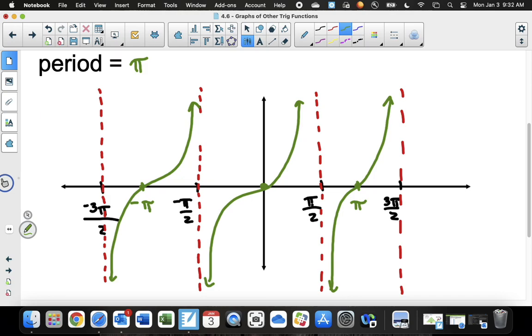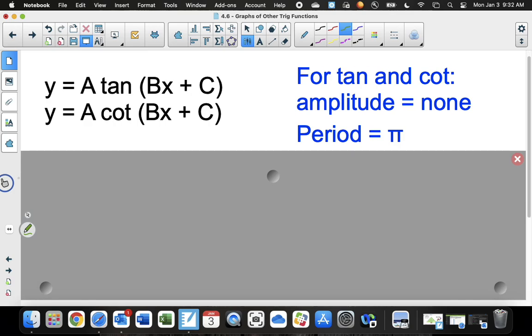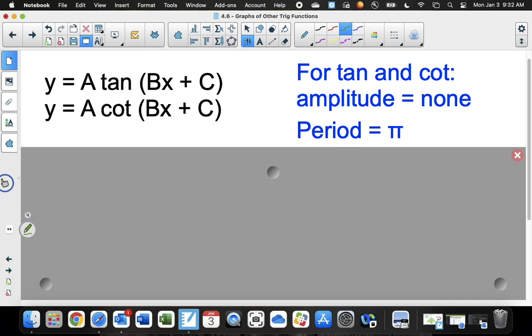How we doing? Okay on that so far? All right, let's keep going. Let's kind of summarize something and then we'll go through an example. So if we summarize equations here a little bit, y equals a times either the tangent or cotangent, almost the same thing as what we had before with sine and cosine. Notice one thing, there's no plus d at the end.